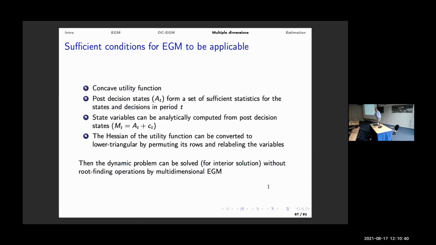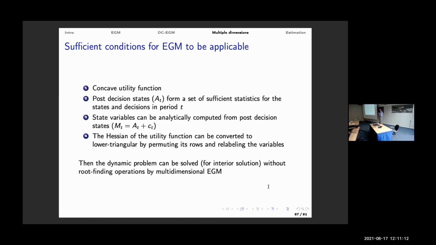So, a short preview of those conditions. The main thing is you have to have the same kind of concavity and sufficient statistics. That's what we had before. That's the structure of the intertemporal budget constraint. The state variables have to be analytically computable from post-decision states. That's the invertibility of the within-period budget constraint. But the main one is this one: the Hessian of the utility function can be converted to lower triangular. The idea is very simple, right?